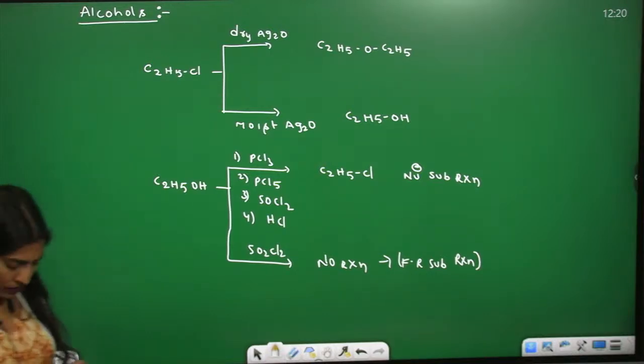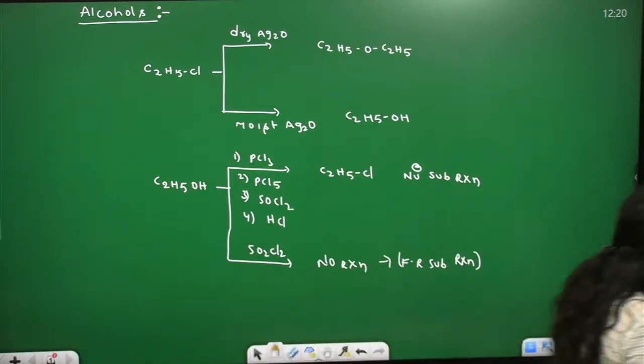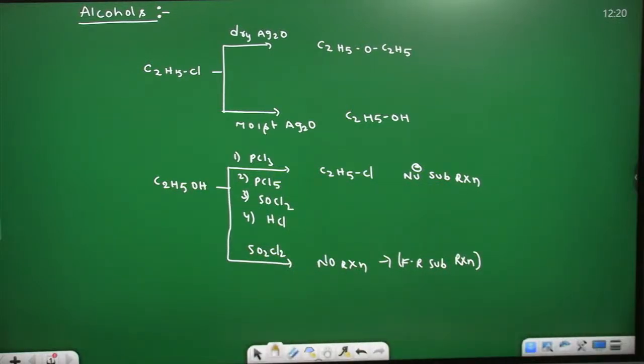Students, can you see now the audio and video? Students, can you see the audio and video? Is it properly visible and audible? Is my voice audible properly?